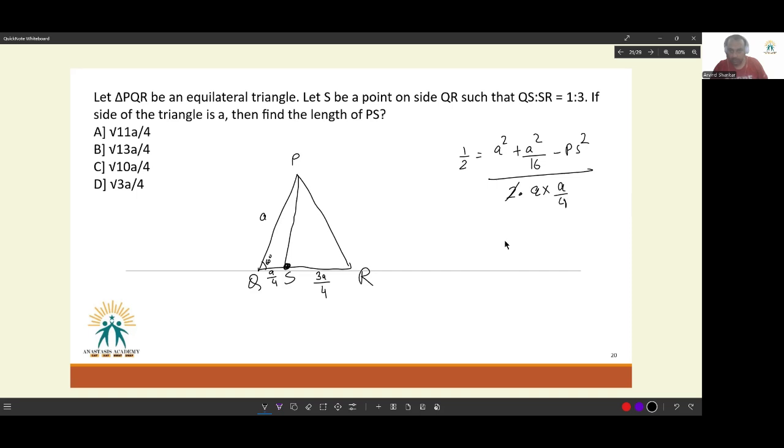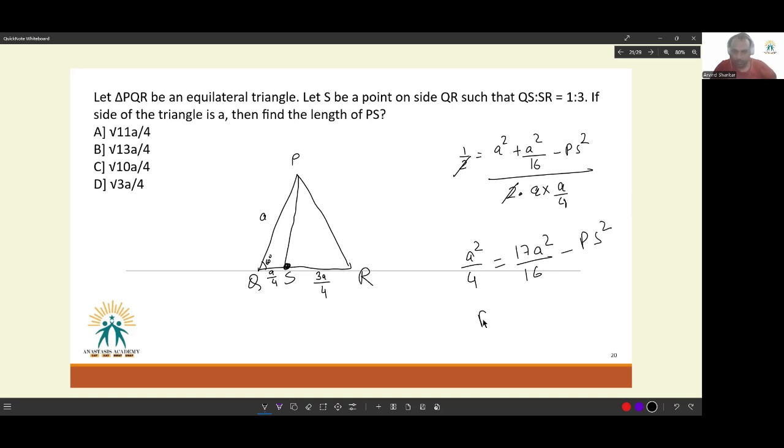Let me not cancel this 2 with anything. Let me do this. Let me cancel this 2 with this 2. A square goes to the top, or this entire thing, A square by 4, comes here. I'm left with 17 A square by 16 minus PS square.